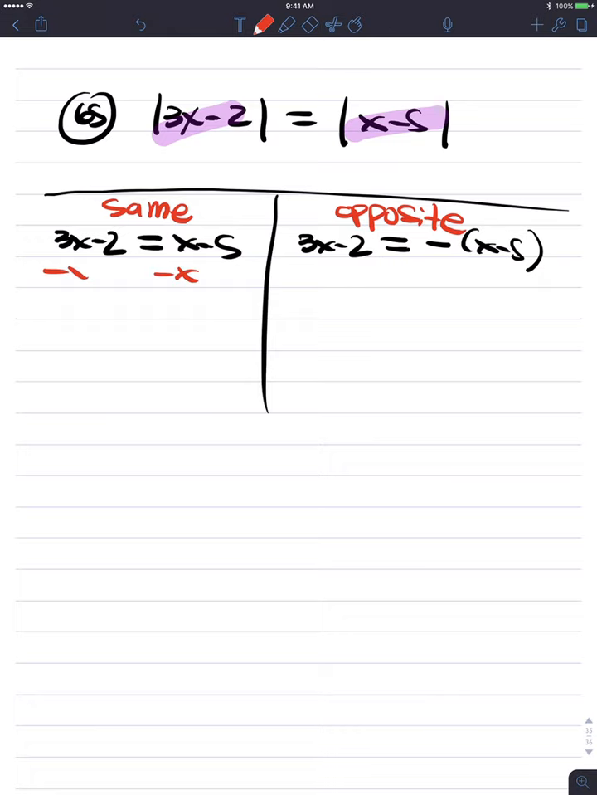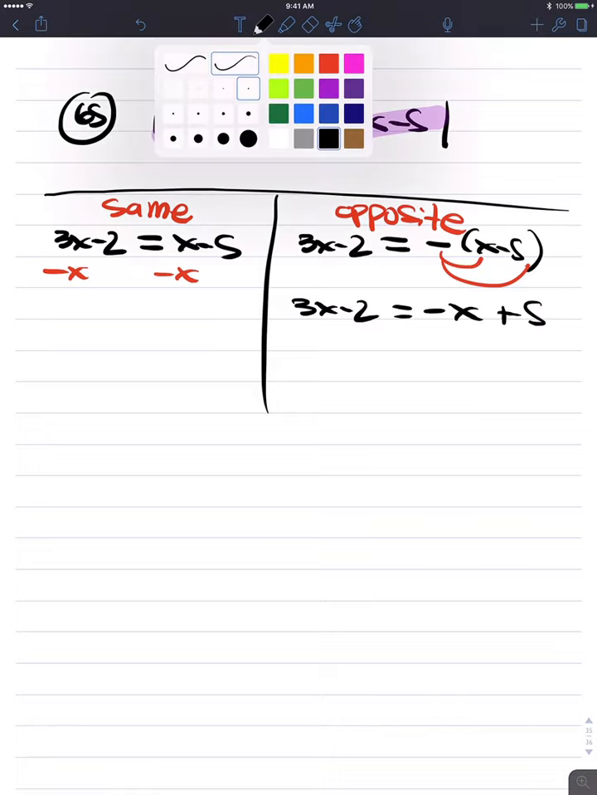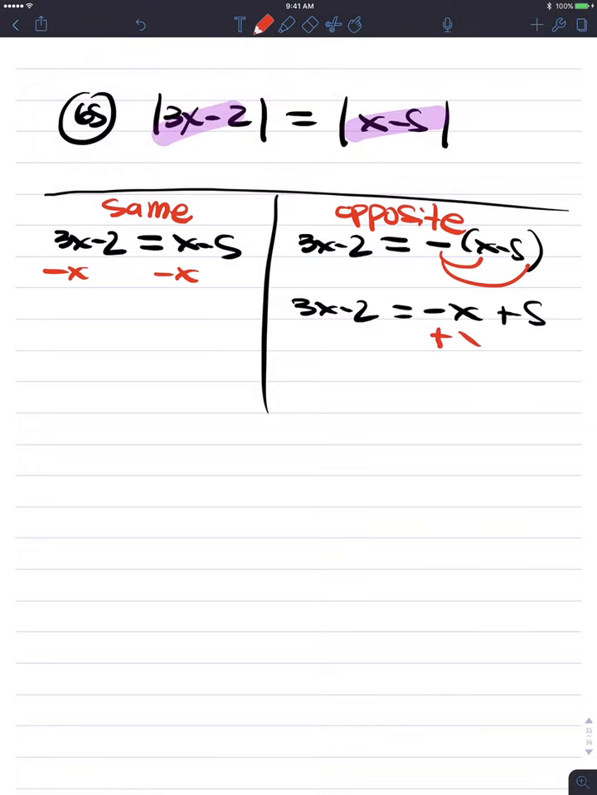Subtract x from both sides. Here we have to distribute. So we'll get an equation. 3x minus 2 is negative x now plus 5. We're going to solve these equations. We're going to add x to both sides. We get 4x minus 2 is 5. Here we get 2x minus 2 is negative 5.